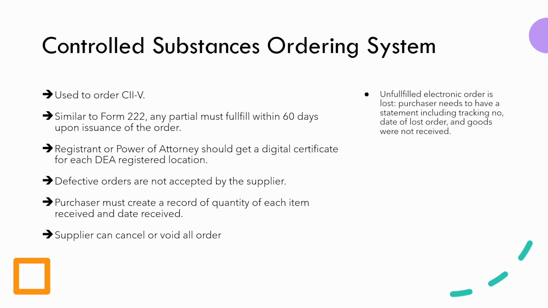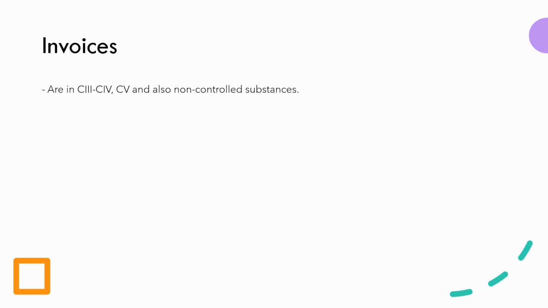Just like with Form 222, any defective orders are voided. The purchaser must create a record of the quantity of each item, receipt, and date of receipt. And just like with Form 222, the supplier can cancel or void all orders. One thing to note is that for an unfulfilled electronic order that is lost, the purchaser needs to have a statement including the tracking number, date of the lost order, and goods that were not received.